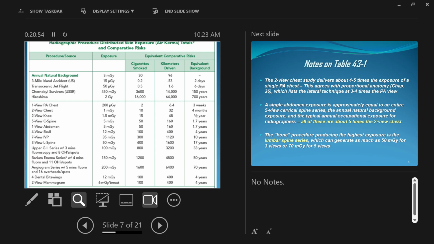So let's come over now to the amount. 200 milligray distributed skin exposure, equivalent to 1,600 cigarettes smoked, quite a lot, 6,400 kilometers, or 70 years of natural background. Basically, it's an entire lifetime of natural background just for that one procedure. And some people will have more than one of these procedures done in their lives, right? Okay, that's the highest level stuff, right? You don't see anything really higher than the angiography with a lot of fluoro on here.